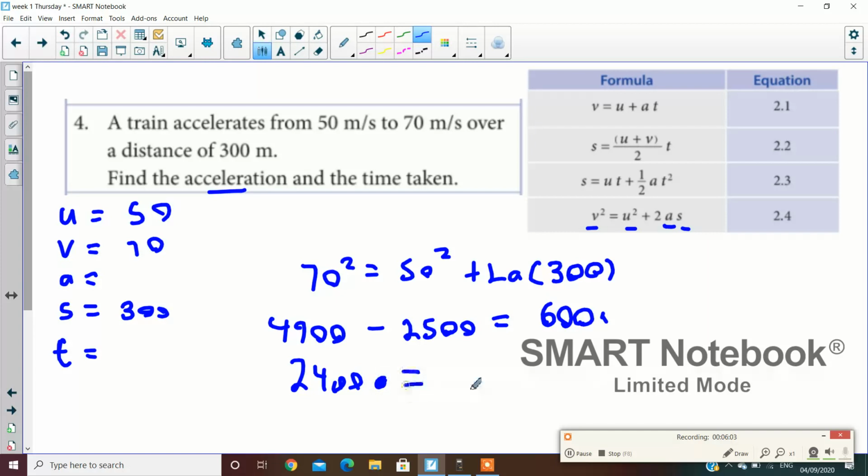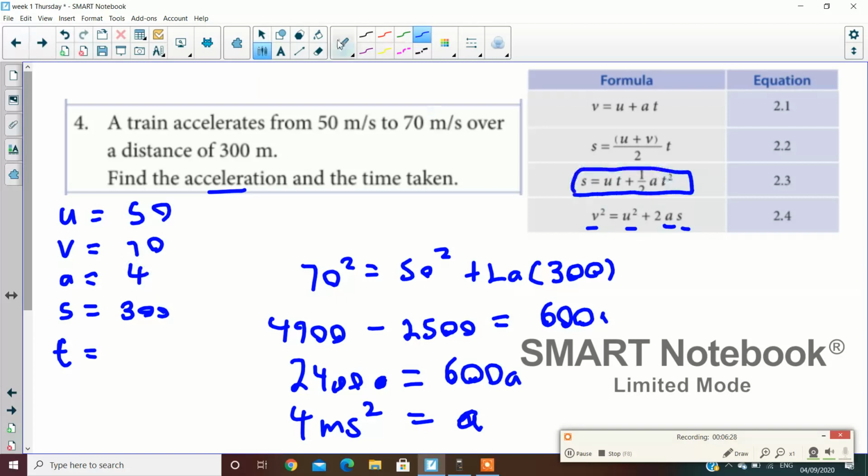Oh, sorry. So when you divide 2,400 by 600, you get a value of 4 meters per second squared, all right? To find the T value, I would recommend you don't want to get the T value using this. Can anybody tell me why? You can, but you really don't want to do it.